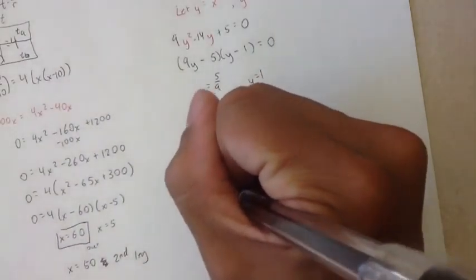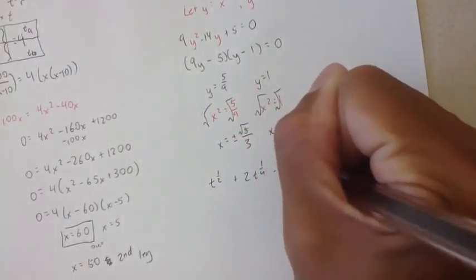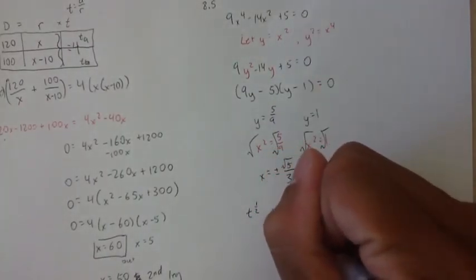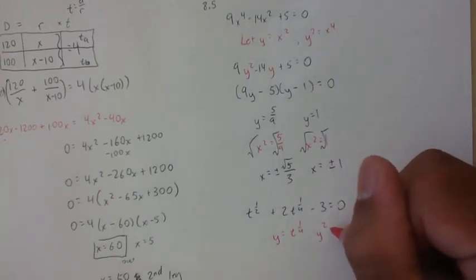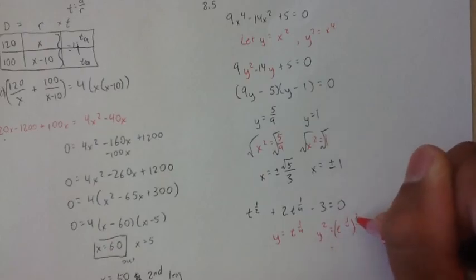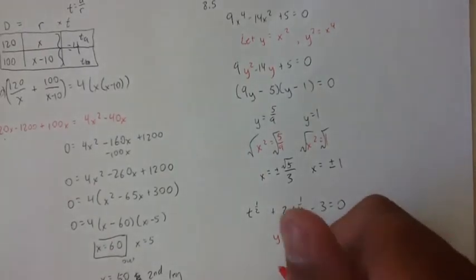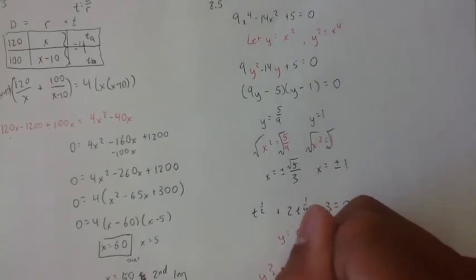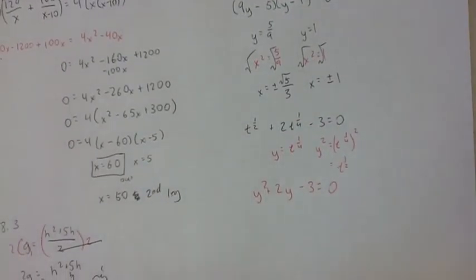Same thing with this: t to the 1/2 plus 2t to the 1/4 minus 3 equals 0. If I let y equal t to the 1/4, then y squared would be t to the 1/4 squared. And when I square something with a power, I multiply, so that's t to the 2/4, which is t to the 1/2. So this is really y squared plus 2y minus 3 equal to 0.